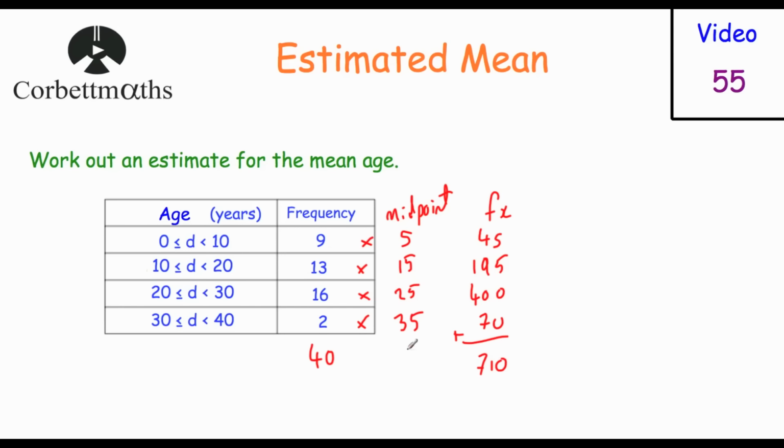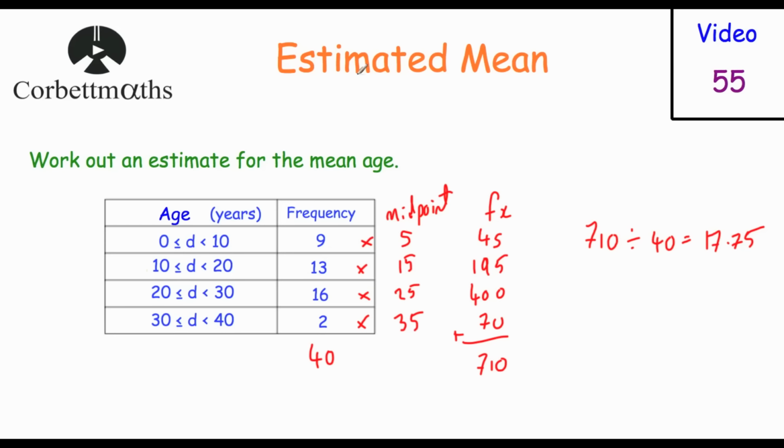Now what we're going to do is divide that by the total frequency. So the grand total divided by the total frequency gives us our mean, our estimated mean. So 710 divided by 40 is equal to 17.75. So our estimated mean age is 17.75 years old.